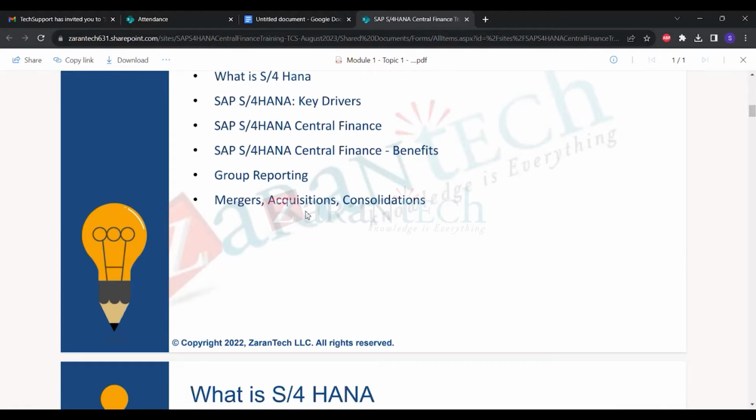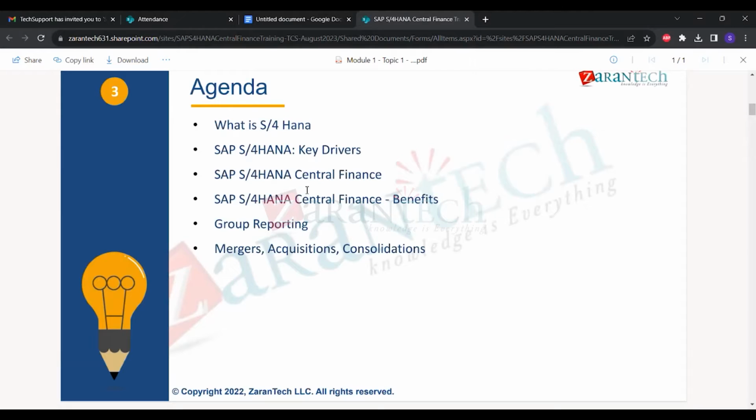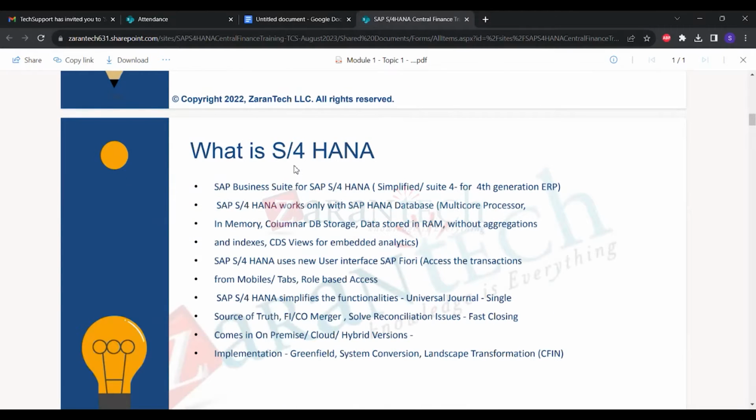So basically, before going to Central Finance, we should understand what S4HANA is first, because Central Finance is based on top of S4HANA. So let's get to what S4HANA is first. As we all know, most of you are working on S4HANA, so I will just give a quick introduction of S4HANA and then we will quickly move to the introduction.